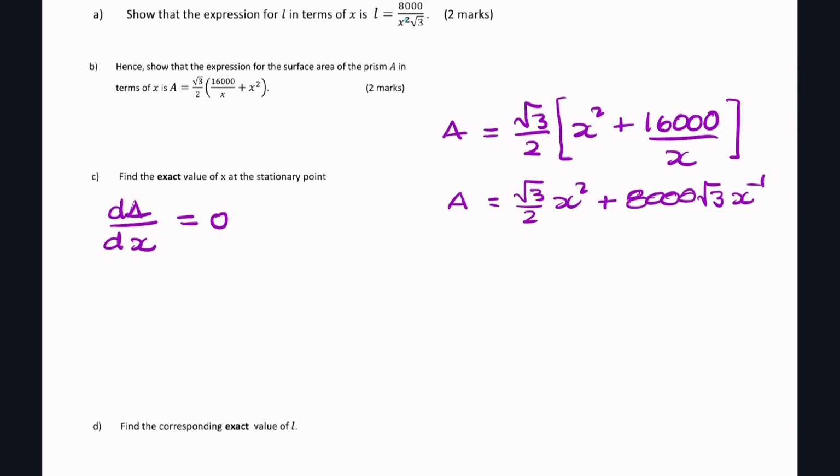So dA by dx, you multiply by that power. So it's root 3 times x, because you're going to subtract 1 from the power, minus 8,000 root 3 x to the minus 2. So I multiplied by minus 1, and then I subtracted 1. And that has to be equal to 0.